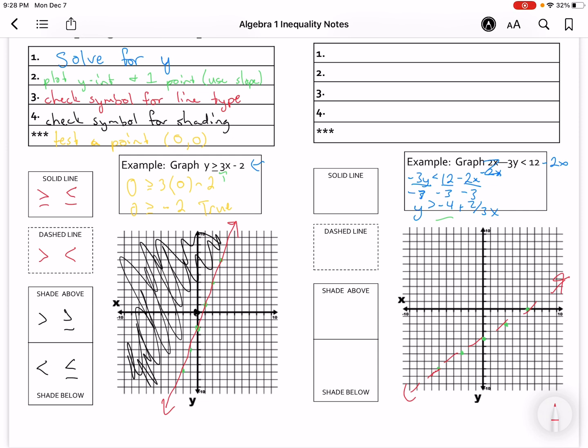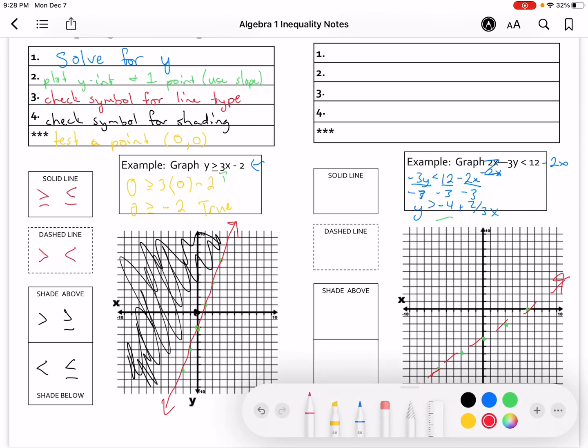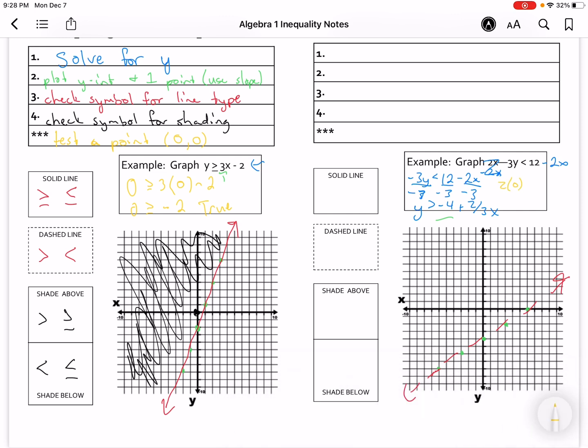Okay, again, I'm going to check the symbol for shading. More than likely, I need to shade above because I flipped my symbol, but again, I'm going to test a point. Now, it's really important when we test this point that we go back to the original equation. So I'm going to say 2 times 0, again, I'm going to use 0, 0 because it's not on the line, minus 3 times 0 is less than 12. Well, 2 times 0 is 0. 3 times 0 is 0, so that means that 0 is less than 12. Again, that is a true statement, so I'm going to shade on the side of 0, 0. Were that statement false, I would shade on the opposite side of 0, 0.